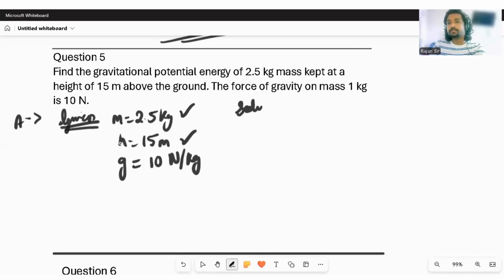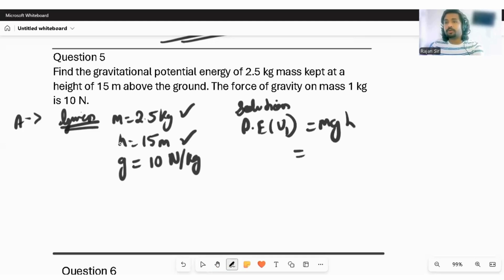So we are asked to find the potential energy. So potential energy, U1, at that particular height is given as mgh. Put the value, we have 2.5 into 15 into 10. So we got 25 into 15. 25 into 10 is 250. 25 into 5 is 125. That is 375. So we got 375 joules.